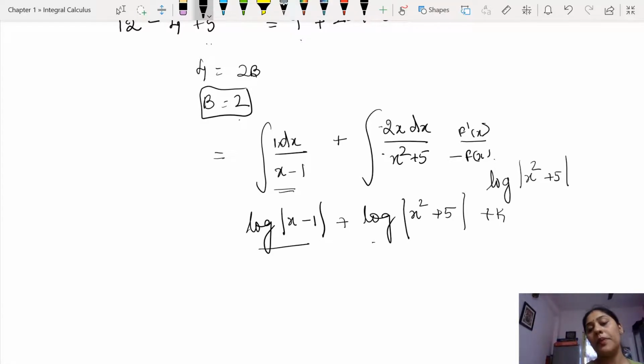Okay, now depending upon the options you can further simplify. This is log m plus log n, you can write it as log mn. It totally depends upon how the options are. Now I don't have the options here with me, so you can look into the options and then solve this.